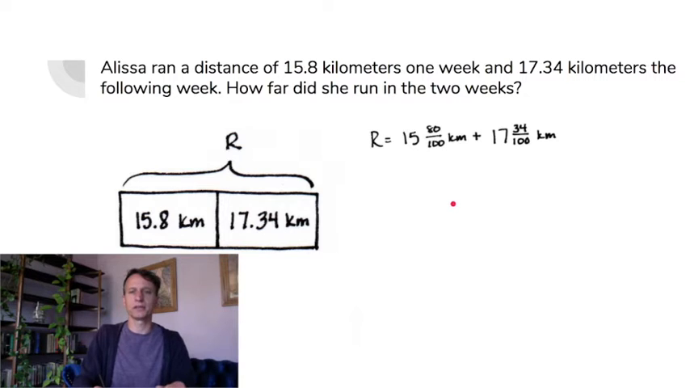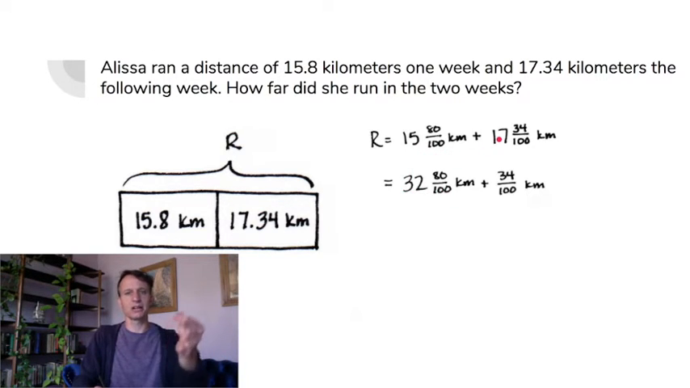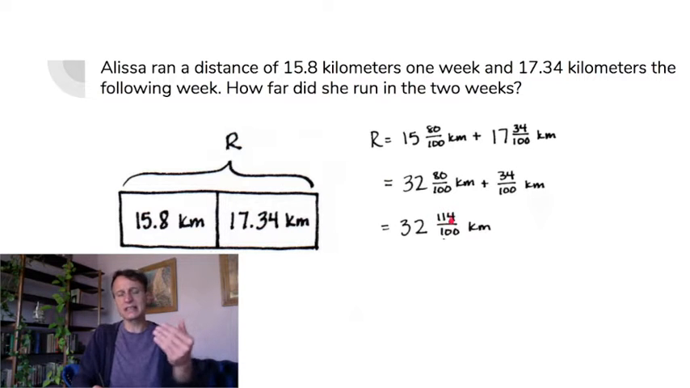Well, there's a couple ways you can do it. Here's how I decided to do it. 15 and 17 are 32. All right, so just do that as a first step. Keep the 80/100 and the 34/100 as they are. And now let's put those together. What do we get? 80 and 34? Yes, very good. So it's 32 and 114 hundredths kilometers.